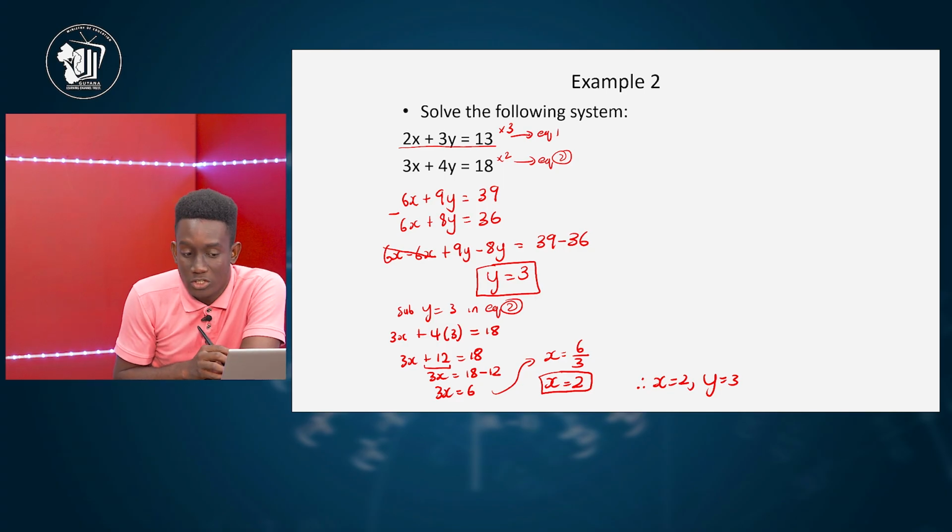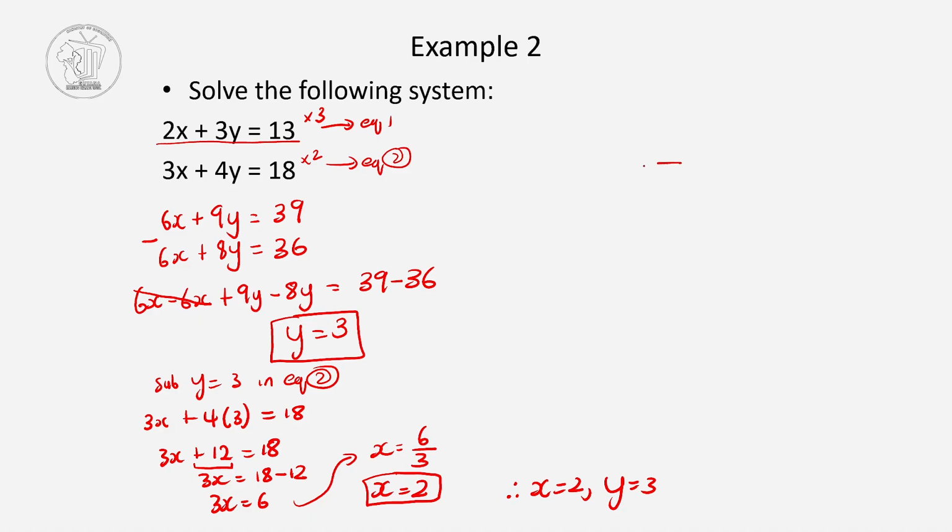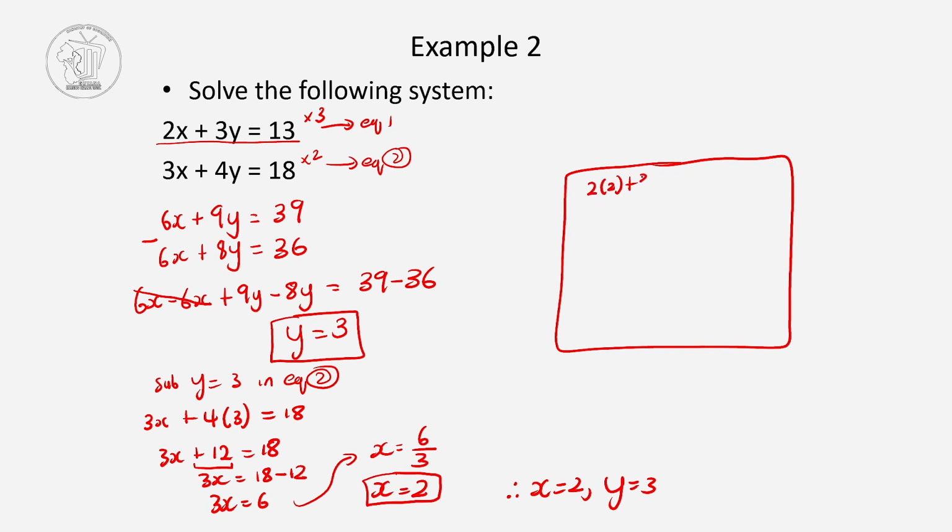And of course, we can check to make sure our answer is correct. So let me create a box, and we'll check. We have 2 times x. Instead of x, we will say 2 times 2 plus 3 times y, which is 3. That is equal to 13. So 2 times 2 is 4 plus 3 times 3 is 9. So 4 plus 9 is equal to 13, which is equal to 13. So that checks out. So we know that part is correct.